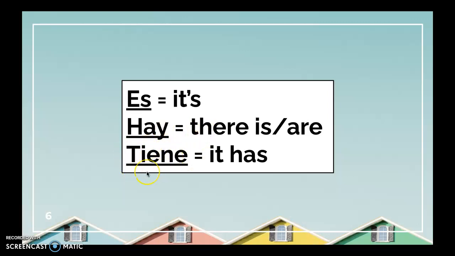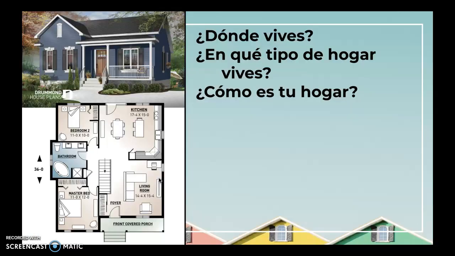Then the tiene we've used before. We said tiene dos pisos, like it has 2 floors. But we can also use this to say tiene dos baños. It has 2 bathrooms. Okay, so let's do some examples so you can feel more comfortable.